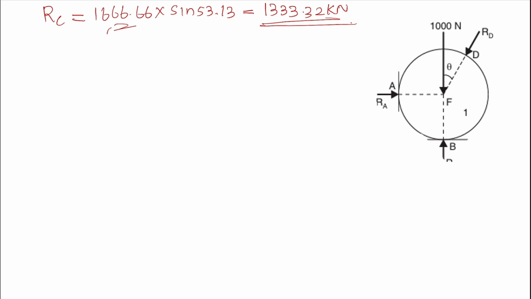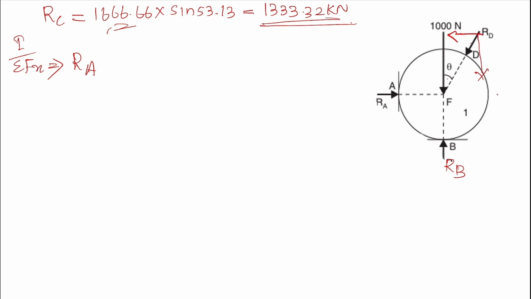Okay, now we need to find the reactions RA and RB. So we are going to the first sphere. Okay, we are going to consider the first sphere. So this is the free body diagram of a sphere figure. So we are again applying equilibrium equations here. Sigma Fx, the sum of horizontal components. What are the horizontal components here? RA, which is acting to the right side. Then RD. Here also RD. We need to resolve RD.